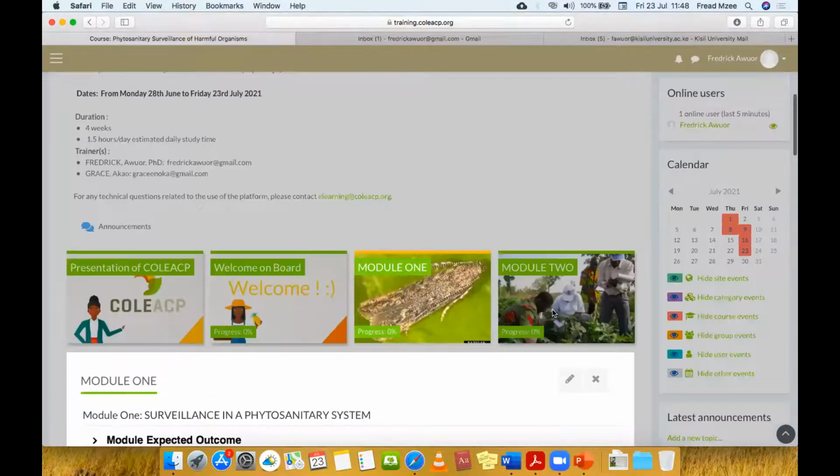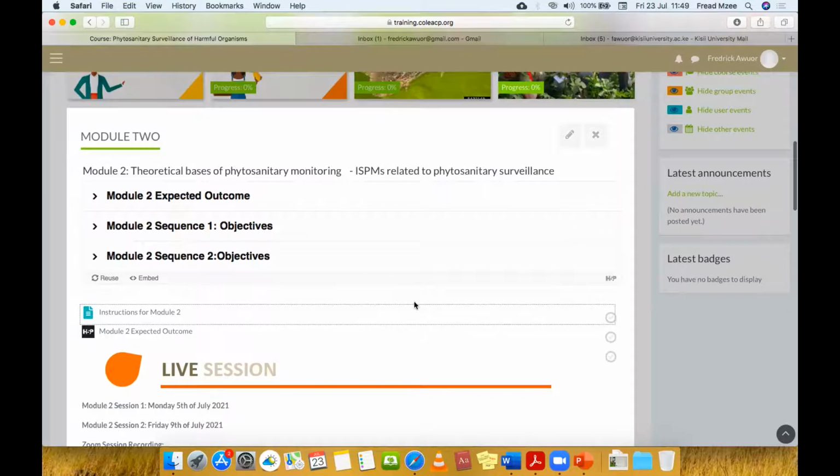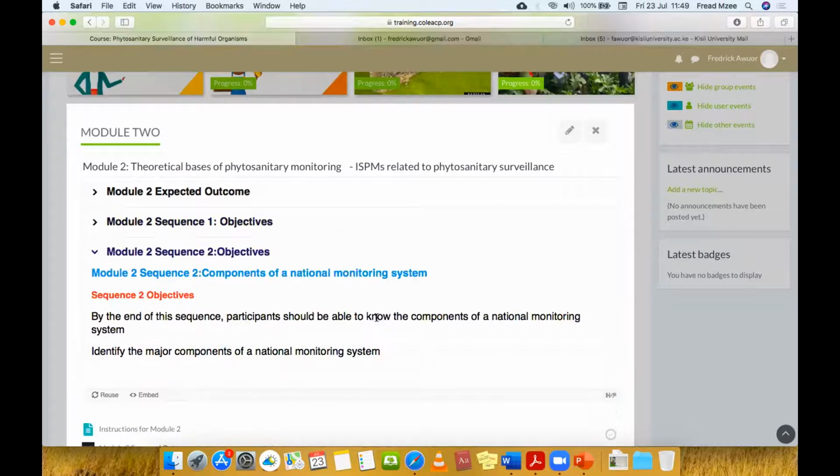Then in module two, having understood pest surveillance or sanitary monitoring in general terms, there was a need to appreciate the theories, protocols, and guidelines defined by the respective consortiums that govern what we did in module one. That was the theme for module two. The objective was to bring you up to speed with these ISPMs. The key ones, of course, there are so many, from 1 up to 57, but there are core ones that the other ones are built on.